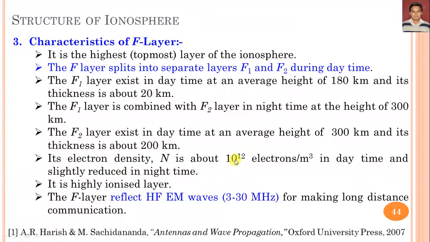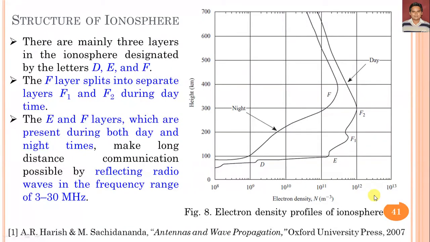Its electron density N is about 10 to the power 12 electrons per meter cube in daytime and slightly reduced in the night time. As you can see in this figure, here you can see the maximum value at about 300 kilometers. The value of electron density is about 10 to the power 12 electrons per meter cube, but this value is reduced in the night time, and the maximum occurs in the middle between 300 to 400 kilometers, thus slightly reduced from 10 to the power 12 electrons per meter cube, as you can see in this figure.